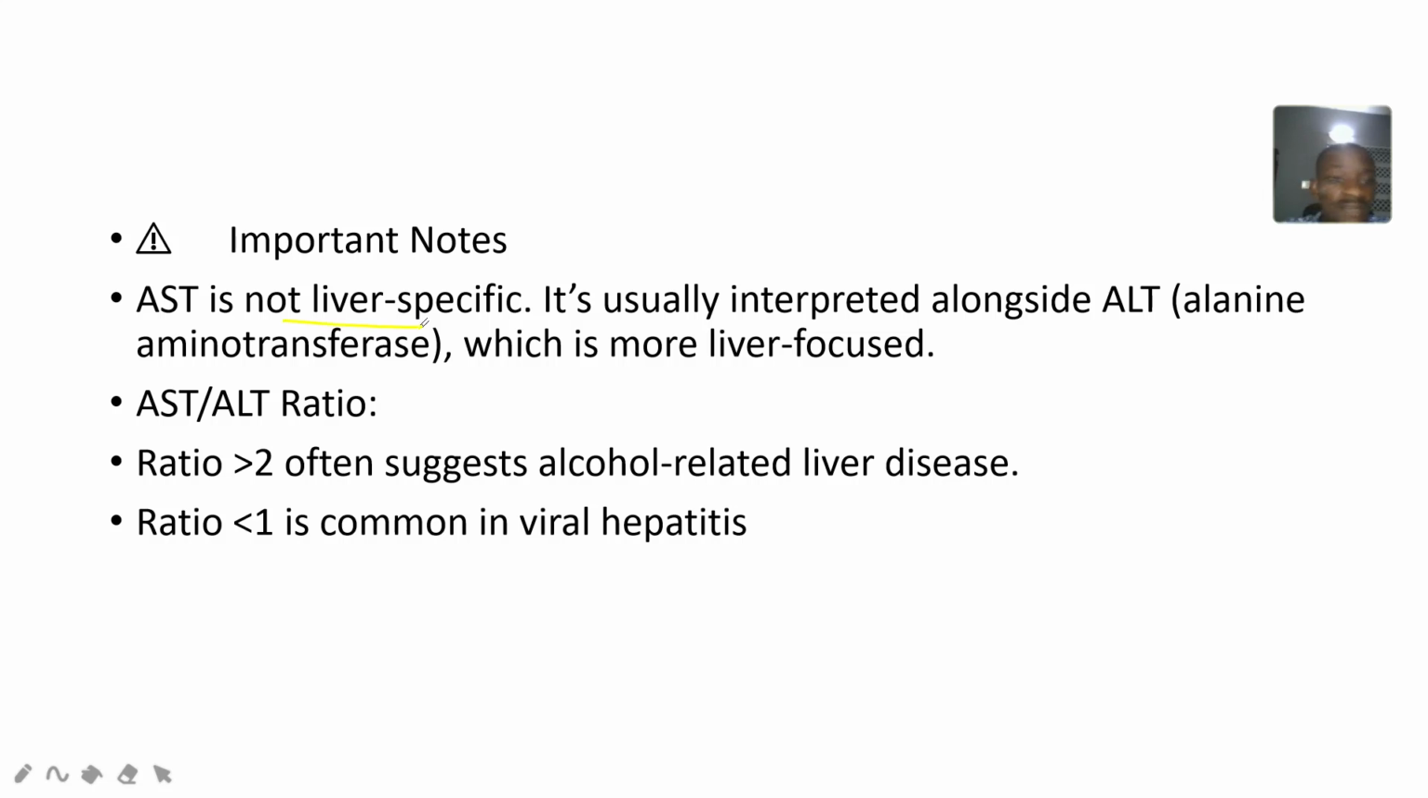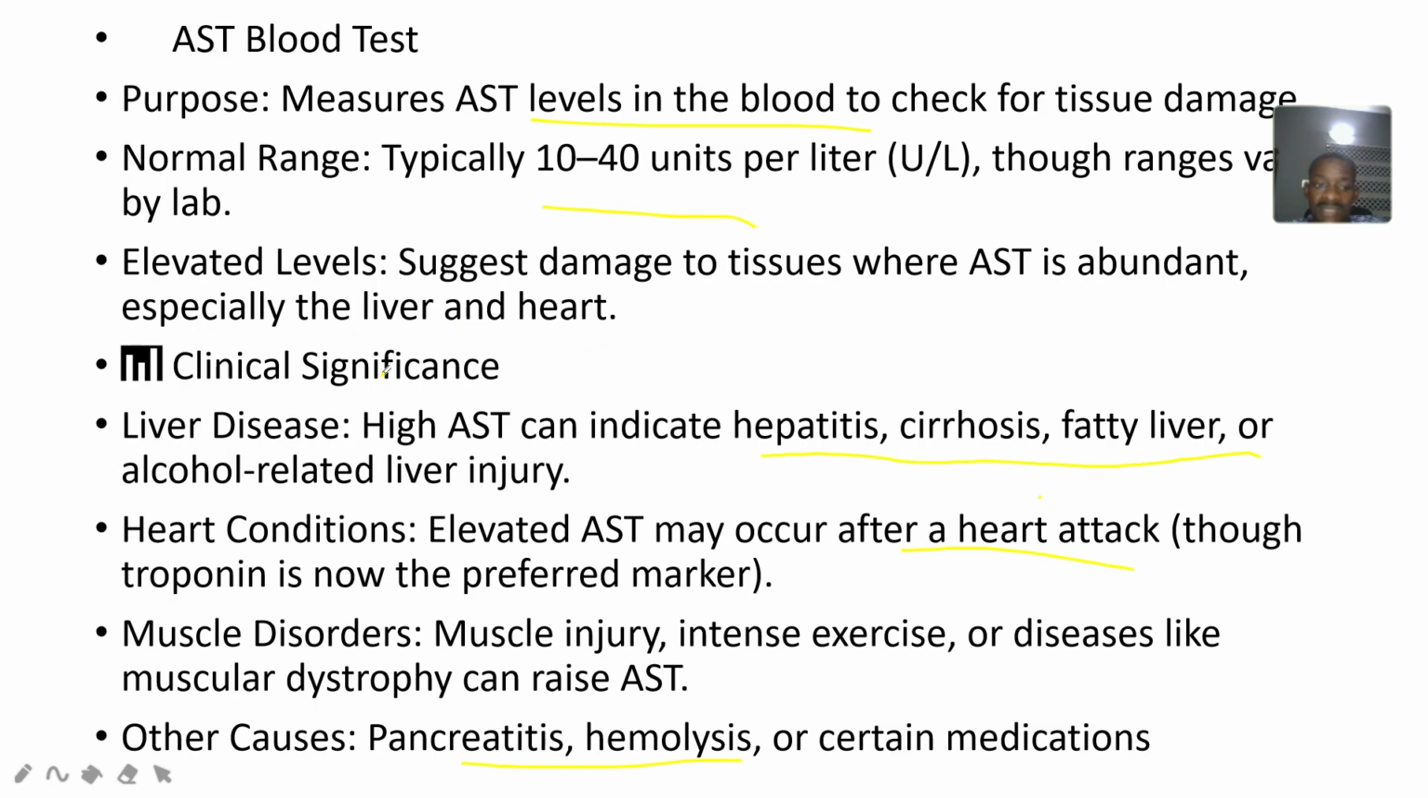So it's not a liver-specific enzyme. You measure it, then you also measure other things to confirm. Do you understand? Most of the time you combine aspartate aminotransferase with alanine aminotransferase to be much more specific. So that's what we have.